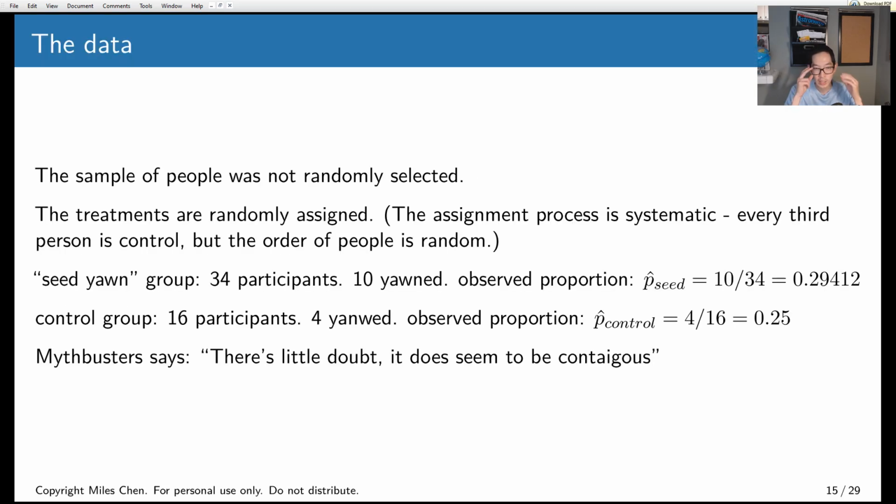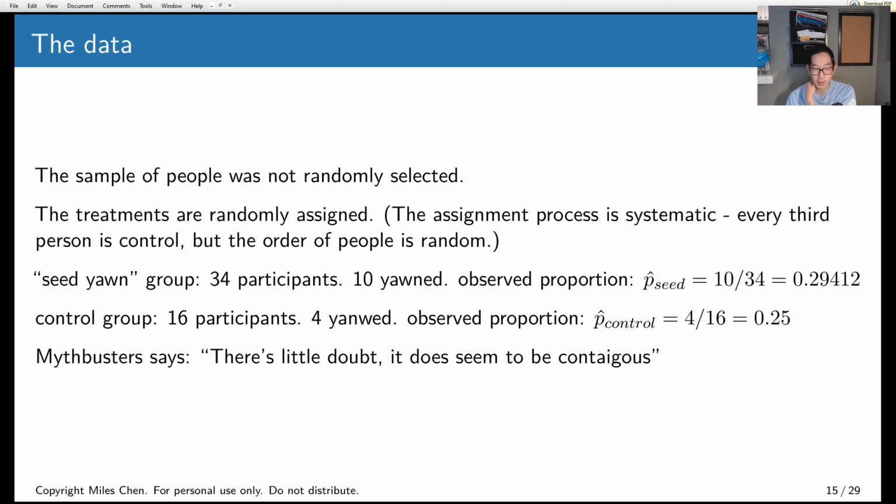Now technically, the way they set it up, the sample of people were not randomly selected. However, the treatments, who saw somebody yawn or did not, we can treat as being randomly assigned, because what they said was every third person was a control, and the other two were put in the treatment group.